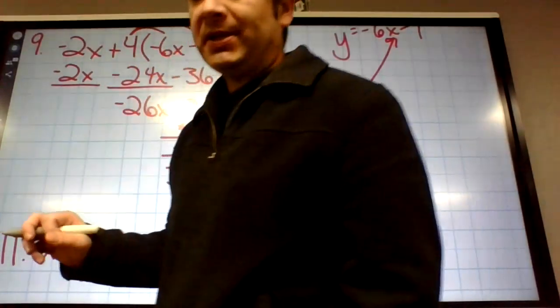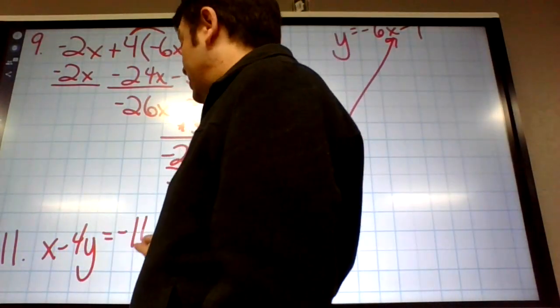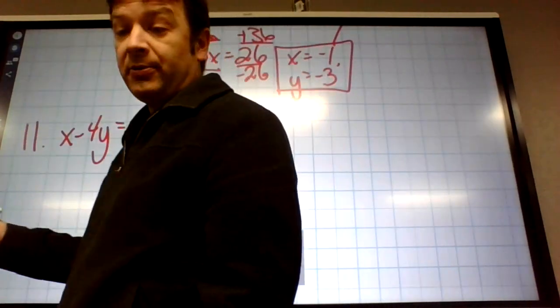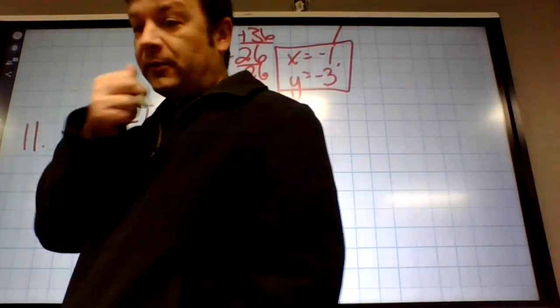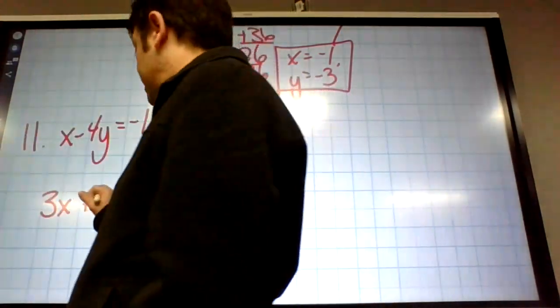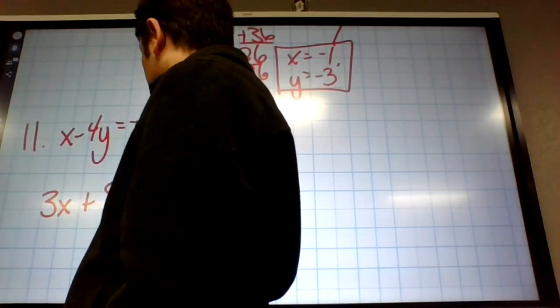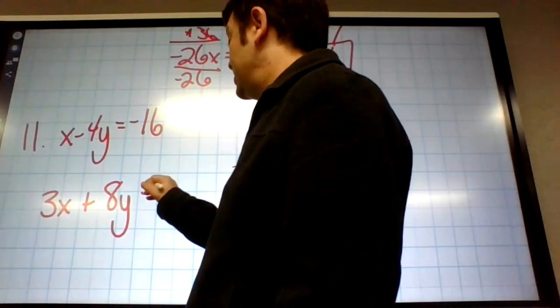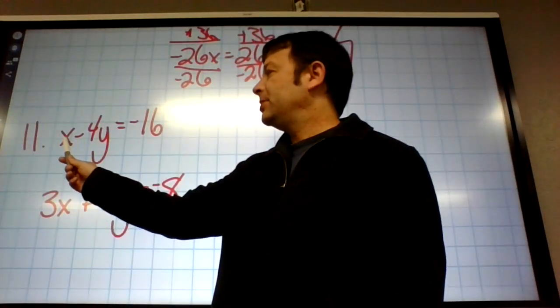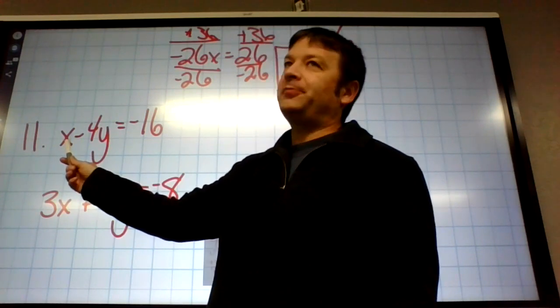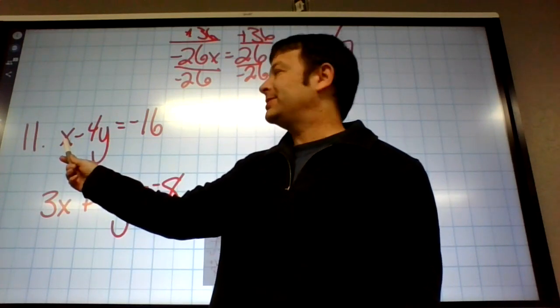Okay, number 11, it doesn't say x equals or y equals. So how do we fix it? Solve one of the equations for x or y. Which x or y would it be easiest to get by itself? The top x. Why is it easier to get this by itself? Because there's no number multiplied to x.